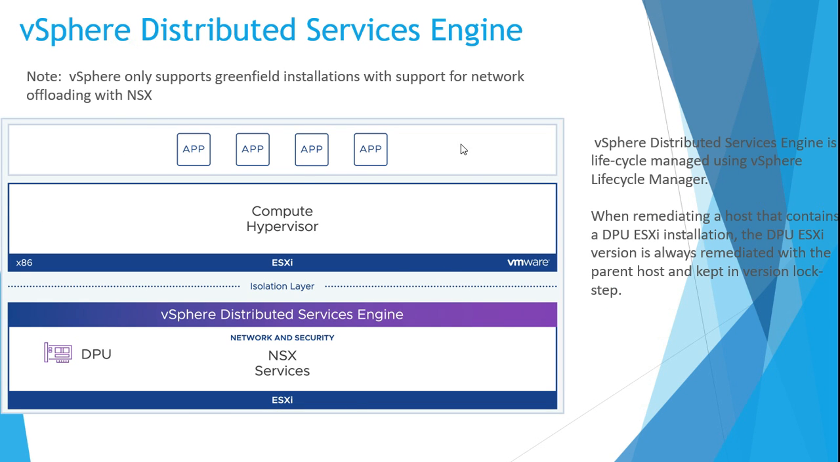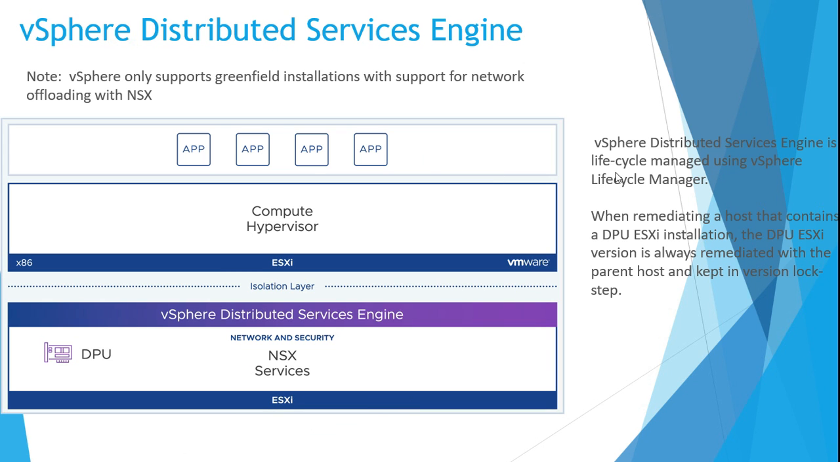So as you can see, this is our architecture. We have the compute hypervisor running on the top, and you have your vSphere Distributed Services Engine, which is basically responsible for your networking and security, obviously NSX services as we call it. The DPU is embedded within the physical hardware. So the DPU is going to run another version of ESX, as you can see at the bottom here. So that's another independent version of ESXi running within the same physical host.